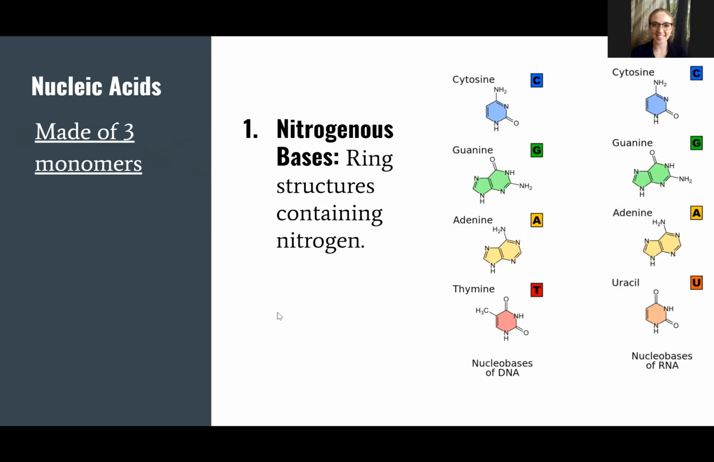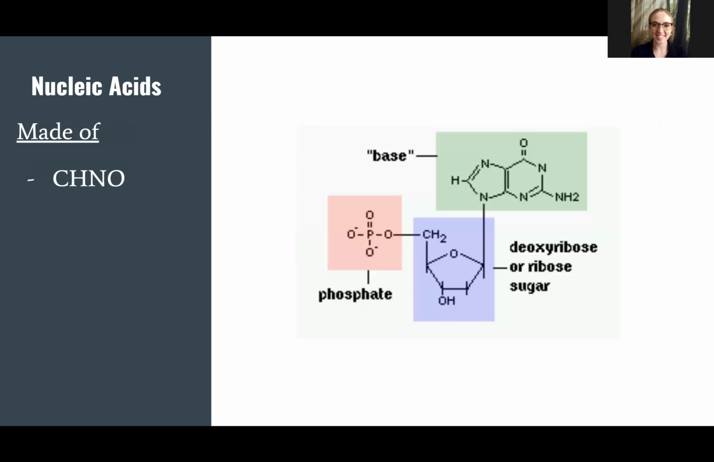Now, nucleic acids are made of 3 structures. The nitrogenous base, this is the first structure. The deoxyribose or ribose sugar, that's the second structure. And then the phosphate group, which is the third sugar, or not the third sugar, the third structure.